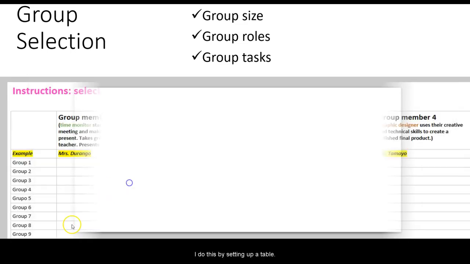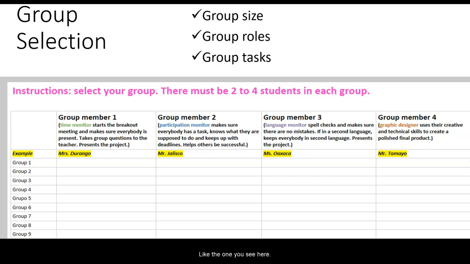I do this by setting up a table, like the one you see here, and I write one simple line of instruction. Select your group. There must be 2 to 4 students in each group. Then I make sure to provide very clear subheadings. An example is also helpful, especially if this is the first time you are doing this. As you can see here, each group member has a teamwork task as well as a performance task.